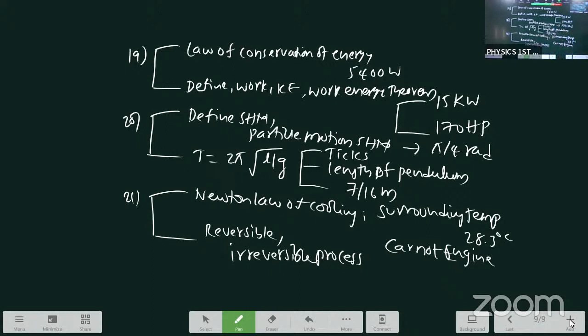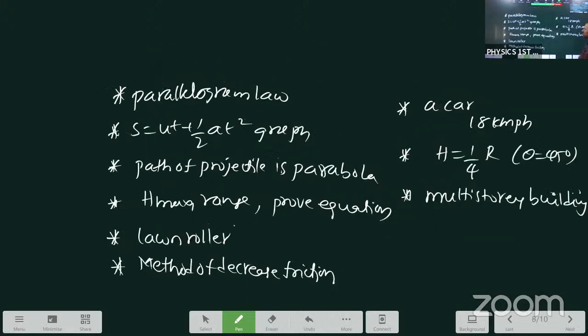These are the LAQs, and up to now we finished SAQs, this one. Parallelogram law, S equals ut plus half at square, maximum height range, lawn roller, method of decreasing friction, and right side problems. From this one, 3 are coming. Now listen.